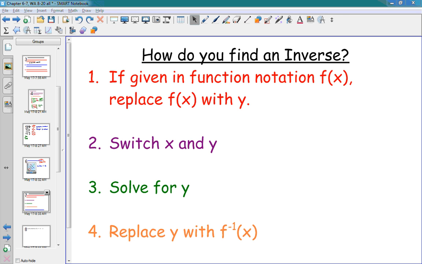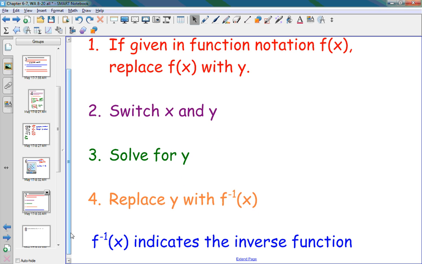Now, switch x and y. Number 3, solve for y, and 4, replace y with f inverse. F to the negative 1 of x indicates the inverse function. Every time you see f to the negative 1 of x, that's not a negative exponent, folks. You do not get rid of it and put it on the bottom. That's not what that's saying. Yes, I appreciate that's where your brain might go, but that's not what it's saying. What I want you to do is understand f to the negative 1 of x means your inverse function of f of x. Are we all good on that?